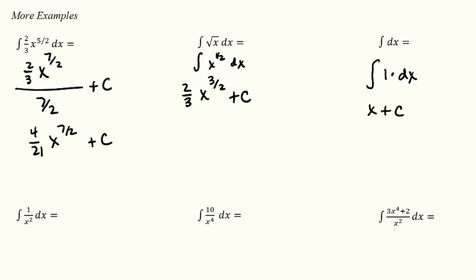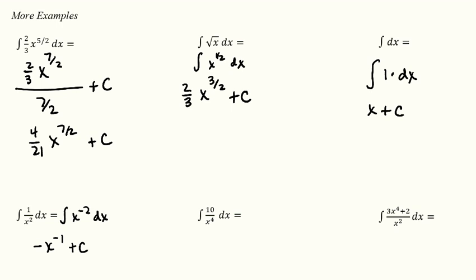Over here, 1 over x squared. We don't have a quotient rule. What should we do instead? Yeah, make it a negative power. So it's going to be x to the -2 with respect to x. And so I'm going to increase the power by 1, and then divide by the new power, which is just like multiplying by -1. And I'm not going to forget my plus c.